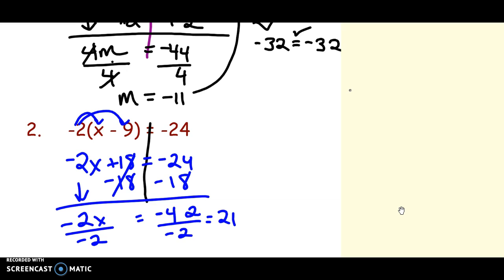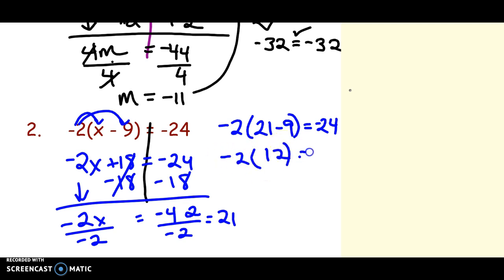Plug that in. I get negative 2 times 21 minus 9 equals negative 24. 21 minus 9 is 12, times negative 2 equals negative 24. Negative 2 times 12 is negative 24, equals negative 24. I am correct.